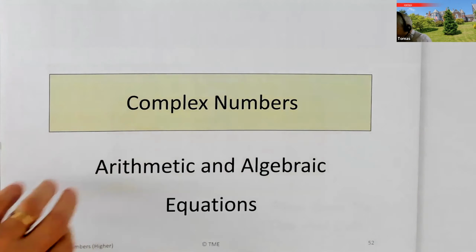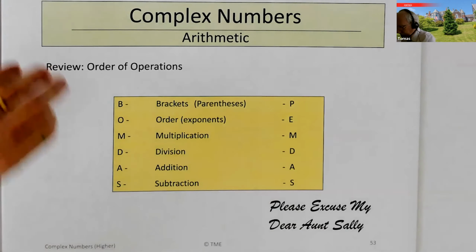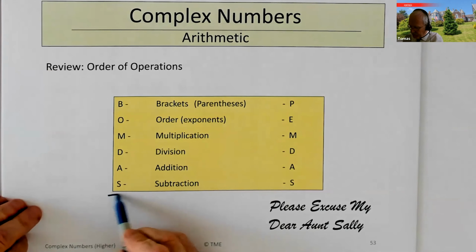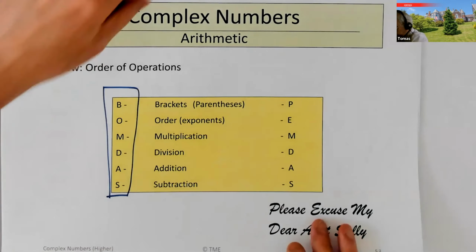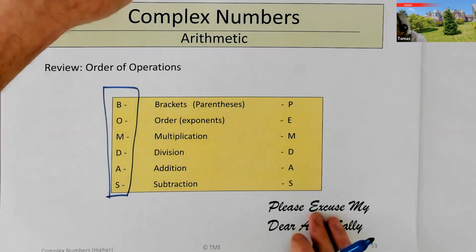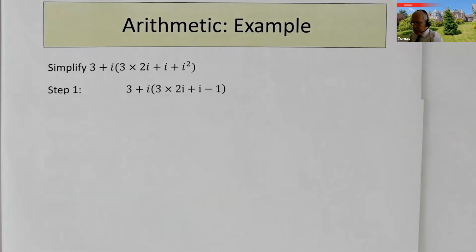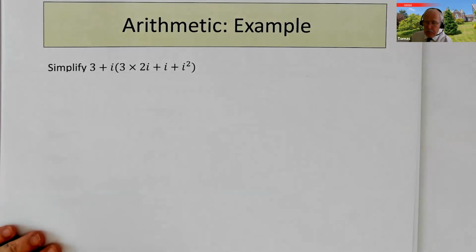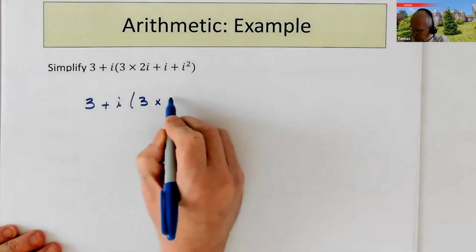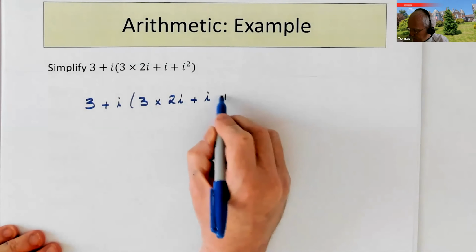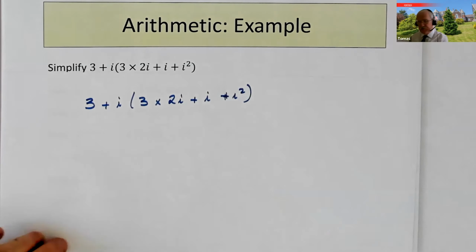The first one was arithmetic and algebraic equations. Now, you probably remember BOMDAS and what comes first, or Americans call it PEMDAS: brackets, order, multiplication, division. But here's an exam question, well, part of an exam question. Simplify 3 plus i, 3 by 2i plus i squared. So take a minute there and see, just expand that into just real numbers and imaginary.